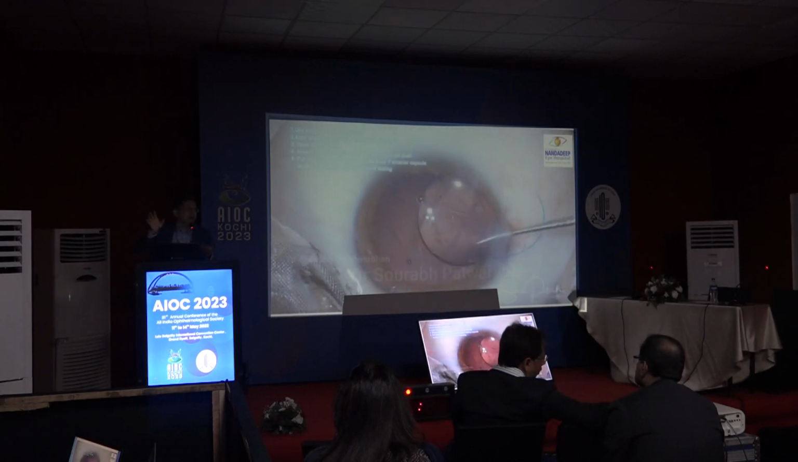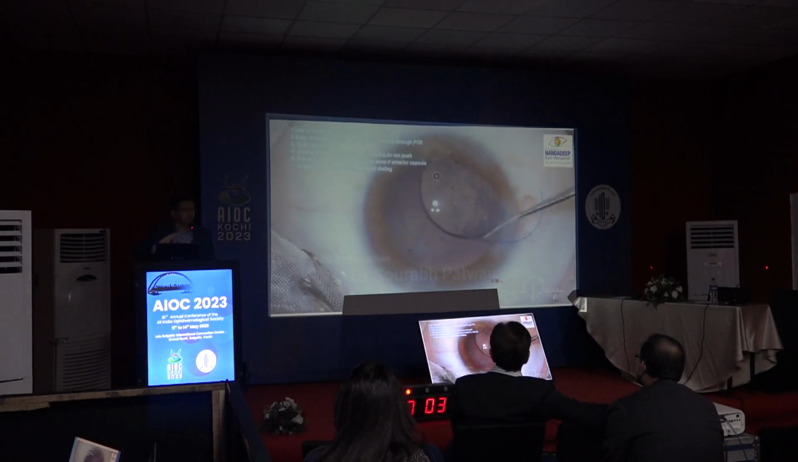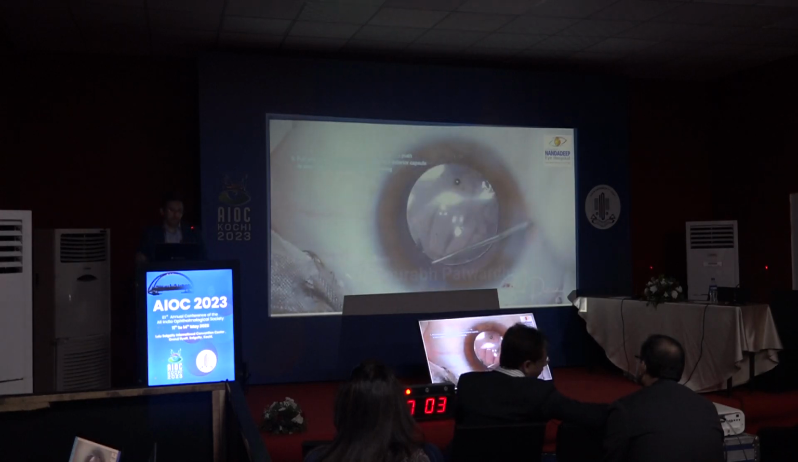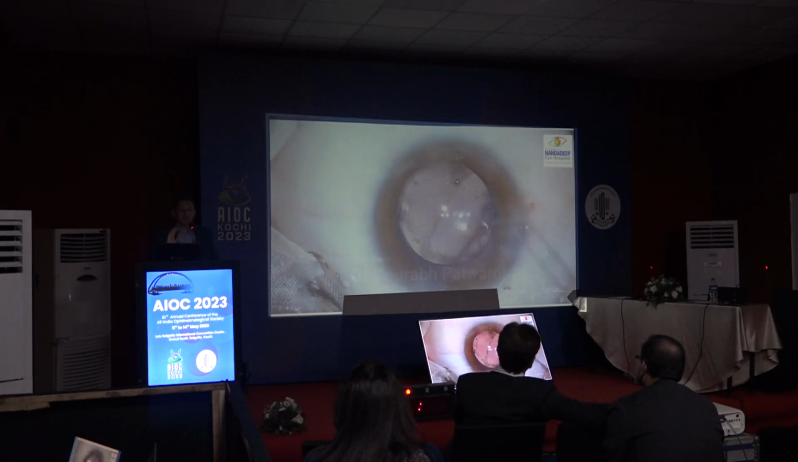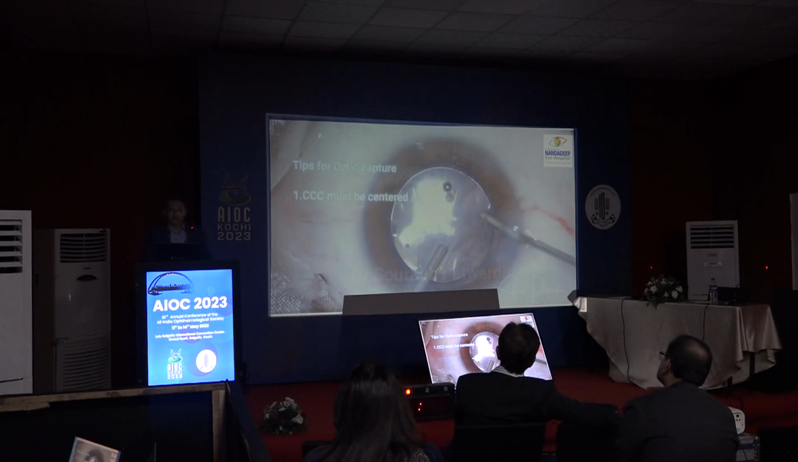So open up that 3-piece IOL in the anterior chamber itself, and then you can very easily push both the haptics into the sulcus without any complications. So always avoid the temptation to put the haptics directly into the sulcus when there is a rent.